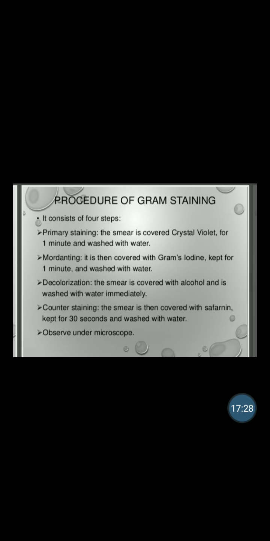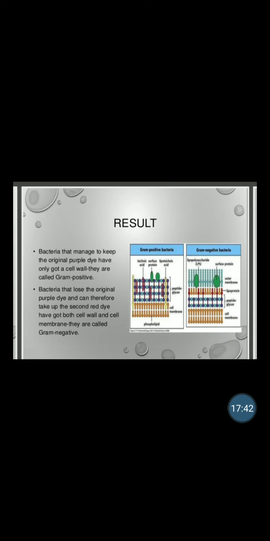Then in continuation, counter staining, the smear is covered with safranin and kept for 30 seconds and washed with water. And last, it is observed under the microscope.